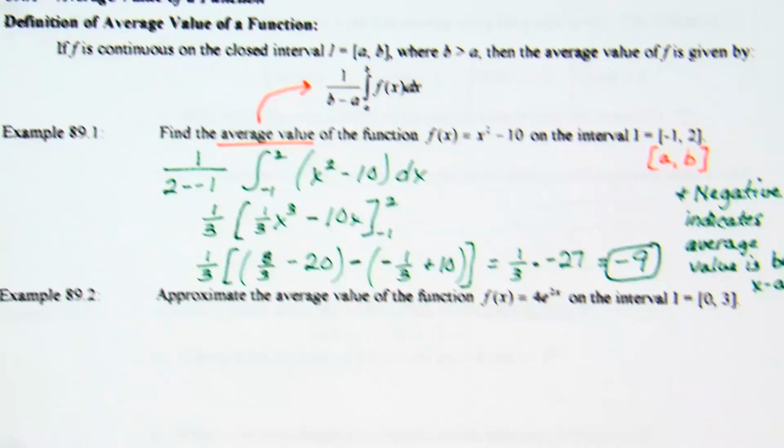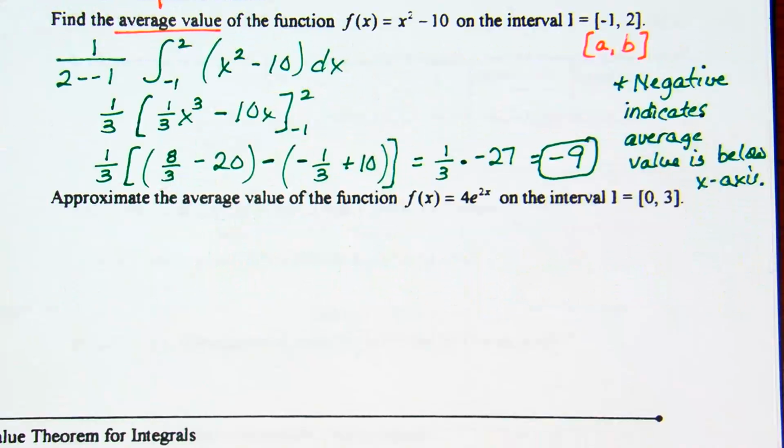So negative indicates average value is below the x-axis. Okay, so you can't see what I wrote there, but if you want to put some thought there about what that negative means.